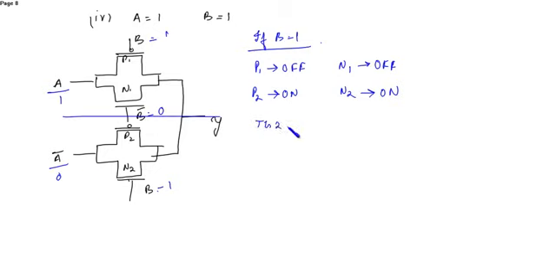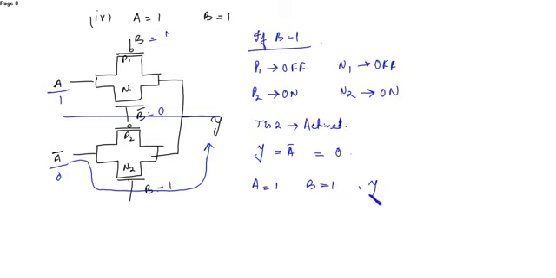So here what will happen? Transmission gate 2 will be activated and this will be active, and this output A bar will be obtained at Y. So Y will get A bar, that is equal to 0. So if A is equal to 1, B is equal to 1, output Y is equal to 0. This is also verified. So the truth table is verified from the schematic.